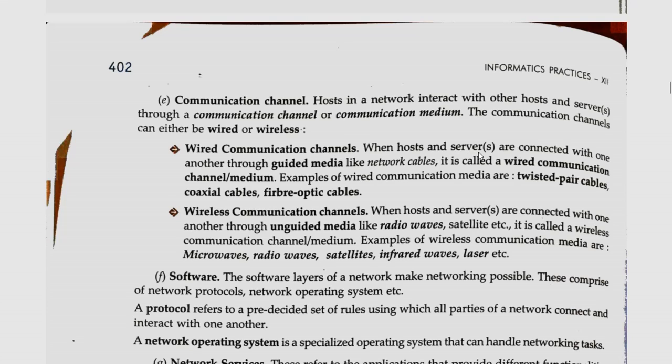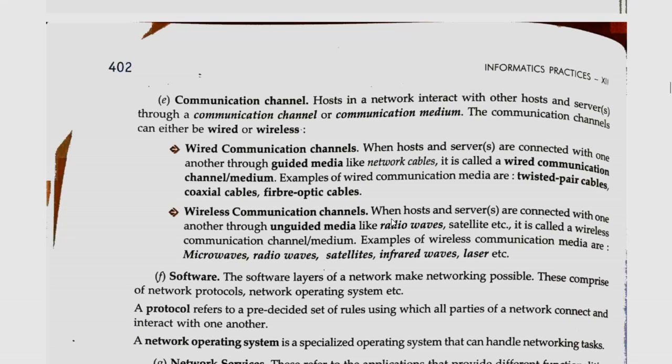When hosts and servers are connected with one another through guided media like network cables, it is called wired communication. Examples of wired communication media are twisted pair cables, coaxial cables, and fiber optic cables. So whenever we are using a network and inside that network we have the connection between the host and server through a guided media like network cables, you can use twisted pair cables, coaxial cables, or fiber optic cables. That means if we are using any type of network guided media, it comes under wired communication channels.